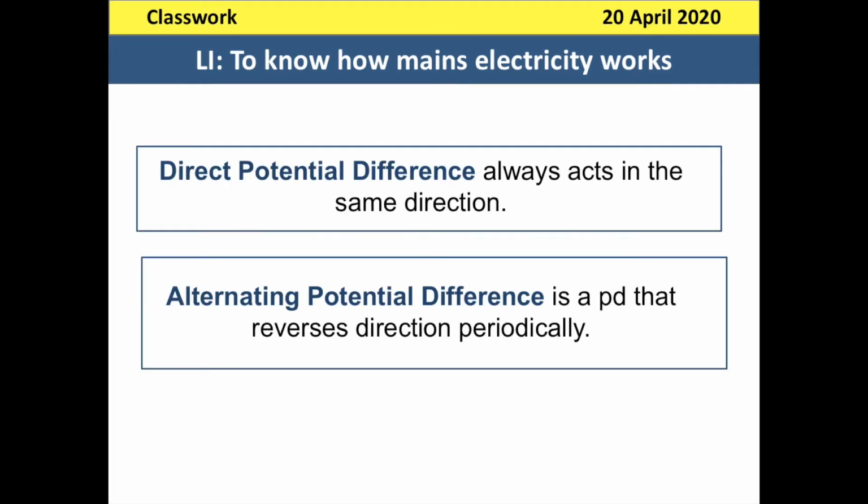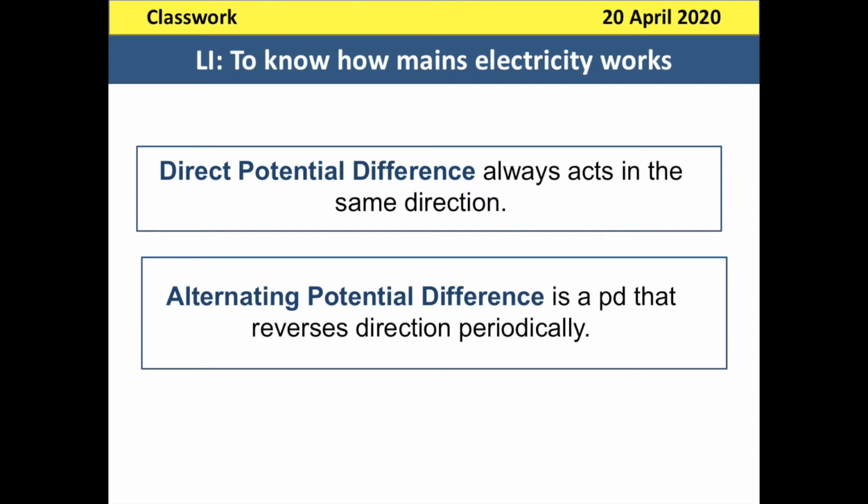So, definition of direct potential difference then. This is essentially what we get out of batteries. Now, direct potential difference always acts in the same direction. That basically means that the current will only flow one way around the circuit.